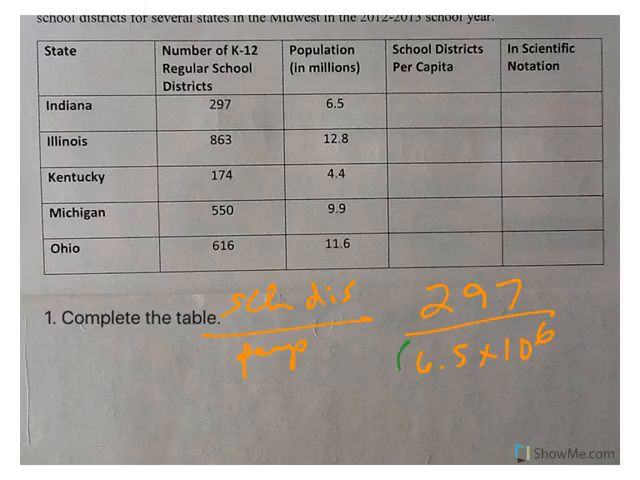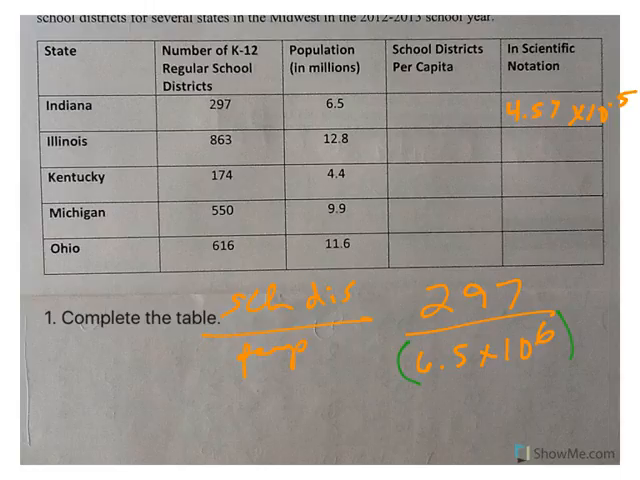Now, you might need to put that in parentheses depending on your calculator. And depending on your calculator, it may spit it out in scientific or standard form. My calculator spits scientific. So it gives me 4.57 times 10 to the negative fifth. And this tells us how many school districts per person. Well, you would imagine that would be very small because there's more than one person in a school district.